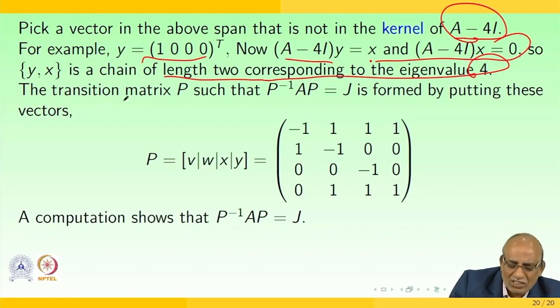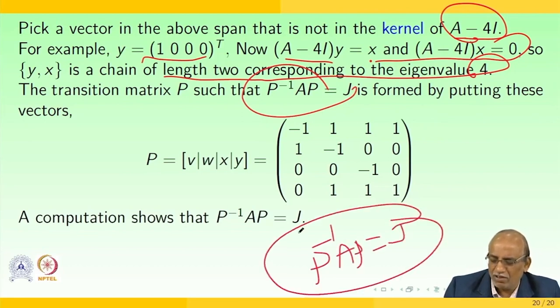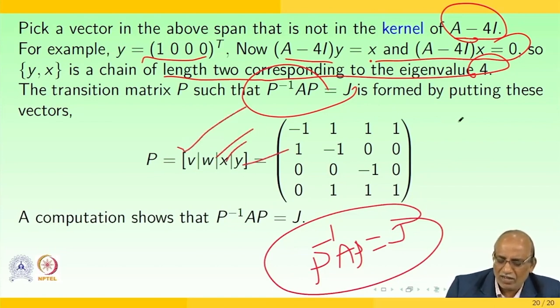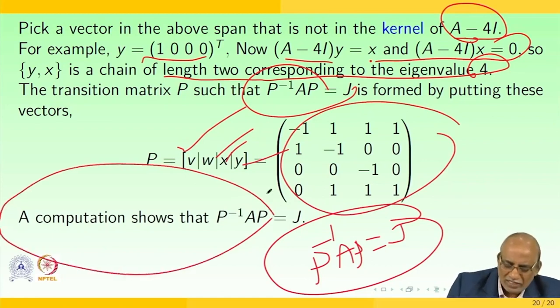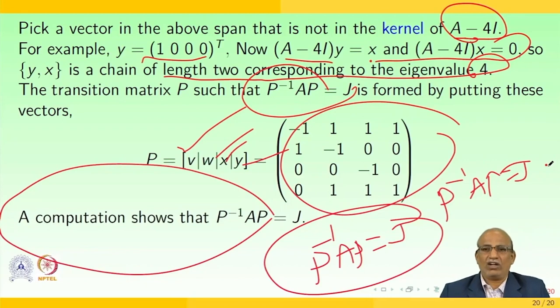So the transition matrix P such that P inverse AP is equal to J is formed by putting these vectors together. So you get V, W, X, Y as the columns of the matrix. Once you do this, P inverse AP is equal to J, which is what is called the Jordan canonical form. So the conclusion you can draw is, when the matrix is not diagonalizable, you form the Jordan blocks and see what happens to each Jordan block in order to draw conclusions.